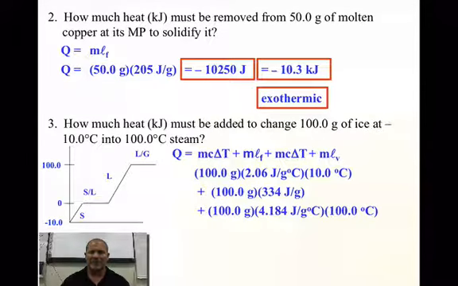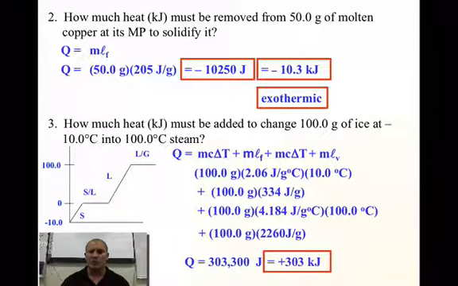The sum of my baby Qs gives me the overall Q, and as I go through this, everything's going to cancel out and end up in the joule. Remember that grams and Celsius all cancel out. You end up in joule, but you have to realize I want the answer in kilojoules, so you move it three places to the left. It is a positive reaction because I'm moving up. So to move up, I'm getting warmer. I must absorb energy. So it's an endothermic reaction.